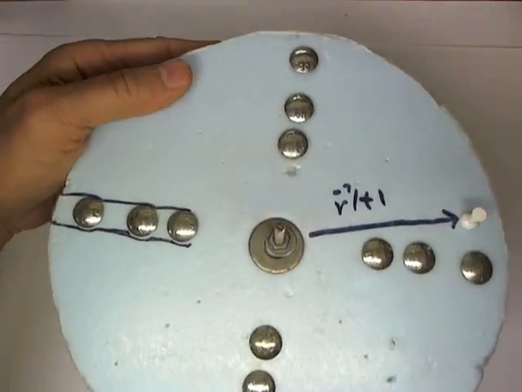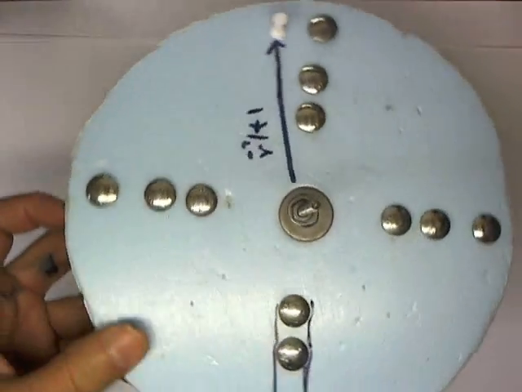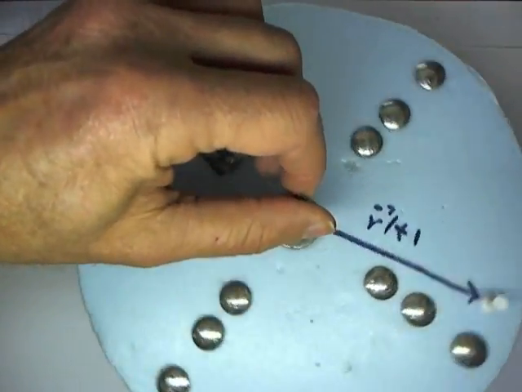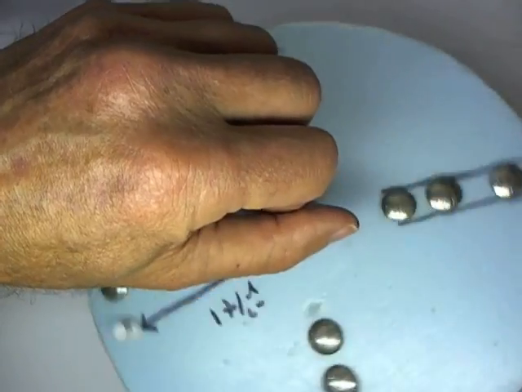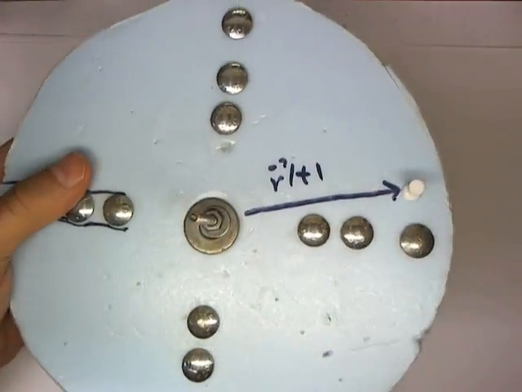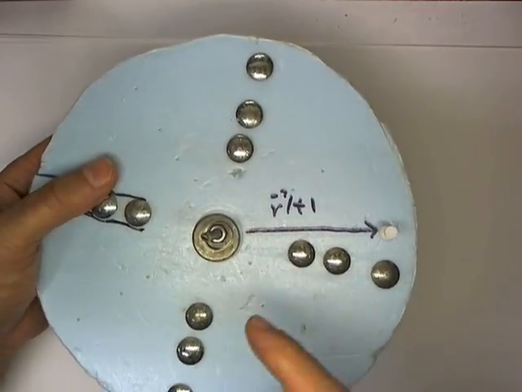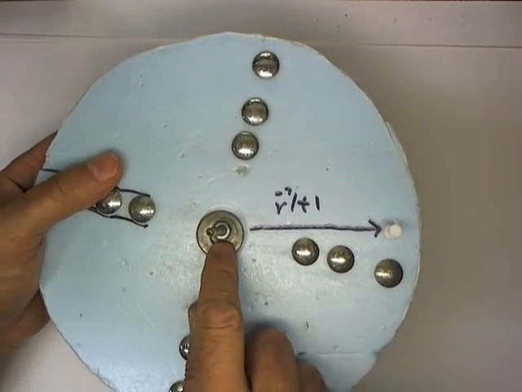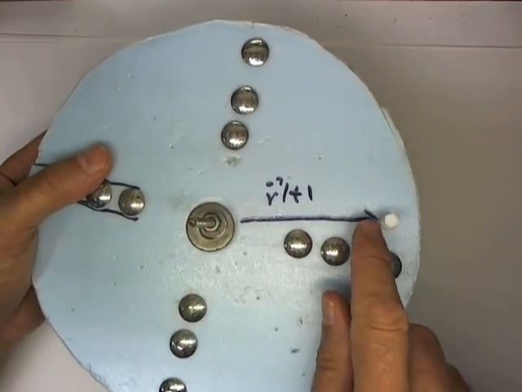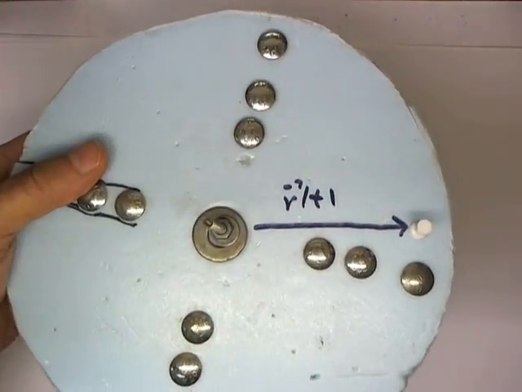Here I have a wheel, actually just a piece of styrofoam with some bolts in it, and I can have that mounted on an axis so I can rotate it. Now, imagine we have a coordinate system centered right here, and we've got a vector r of t that goes from here out to this white push pin.